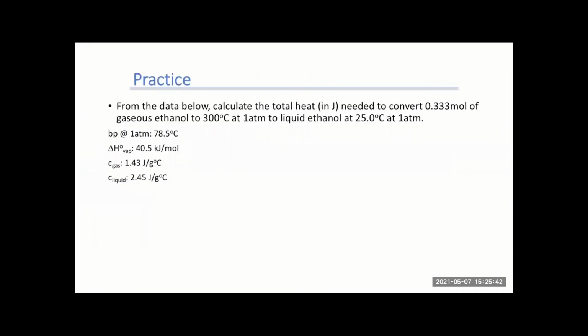Putting things together and practicing here, let's say from the data below, we want to calculate the total heat in joules needed to convert 0.333 moles of gaseous ethanol from 300 degrees Celsius down to 25 degrees Celsius.